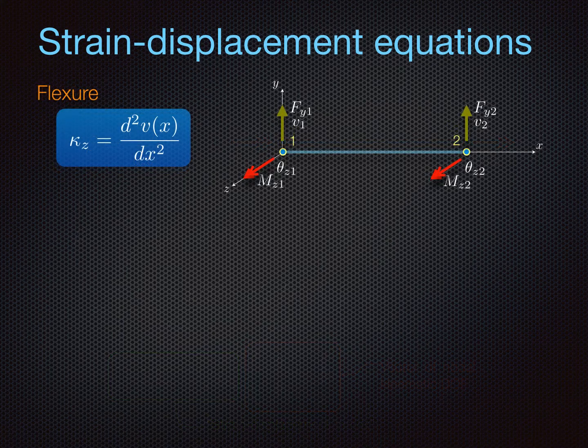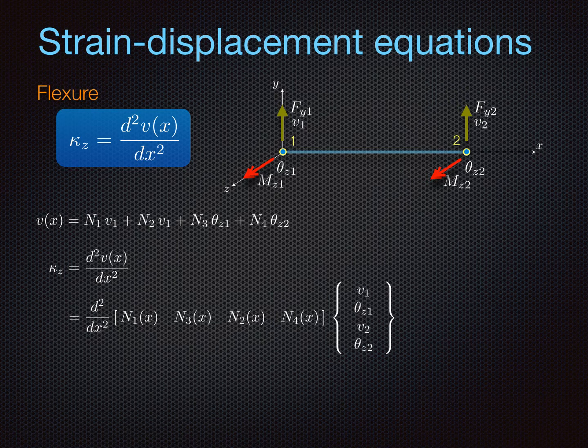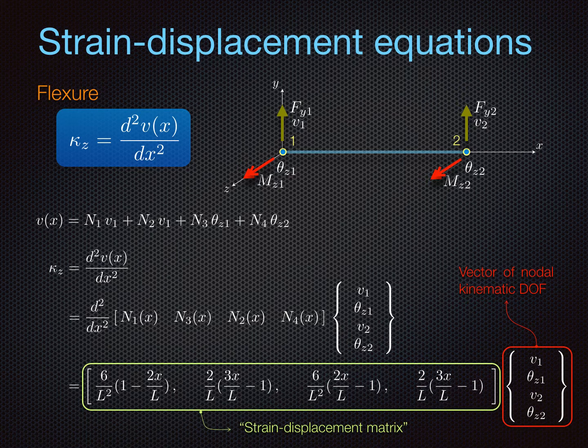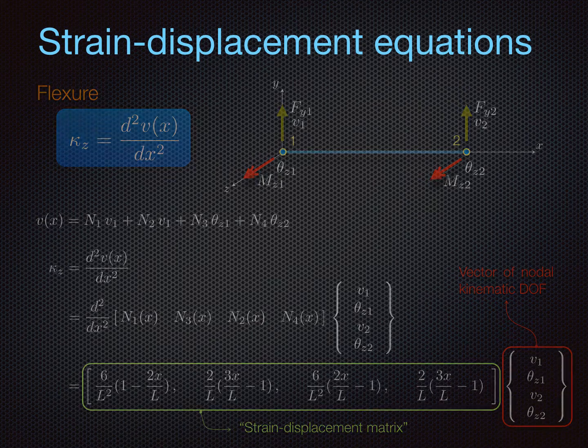For the flexure problem, we'd have to take the second derivatives of the cubic Hermite polynomials, for example, and those would be multiplying each of those end kinematic degrees of freedom. And for the cubic Hermite polynomials, if you do the proper two second derivatives, you will obtain these linear polynomials that give us the strain displacement matrix for this problem. And here v1, theta sub z1, v2, and theta sub z2 are the vector of nodal kinematic degrees of freedom for this problem at hand.